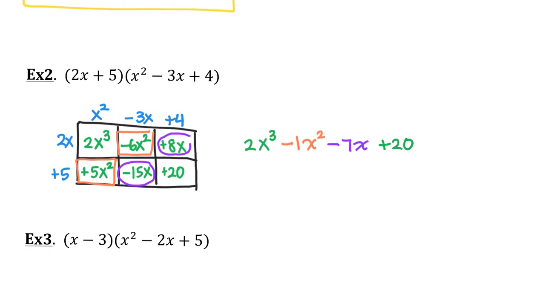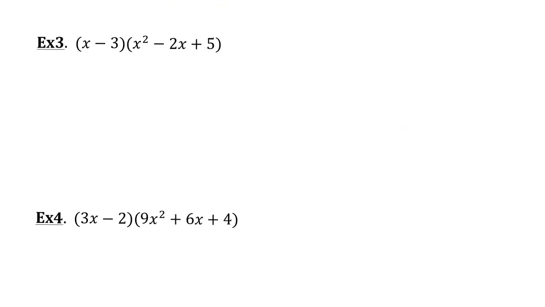If you use the distributive property, you should have the same answer. We just organized our like terms in a different way. Okay, I'm going to go ahead and distribute on this third example, and then I'll do the box on the fourth. But again, you should be sticking with your preferred method.